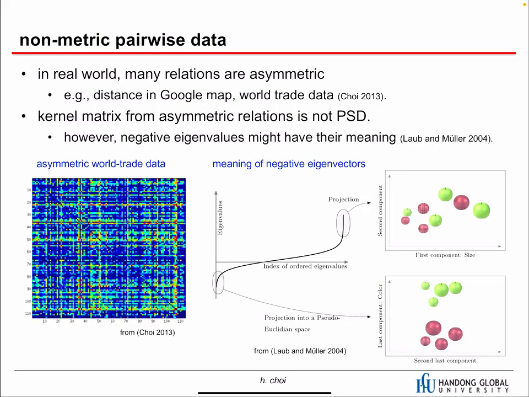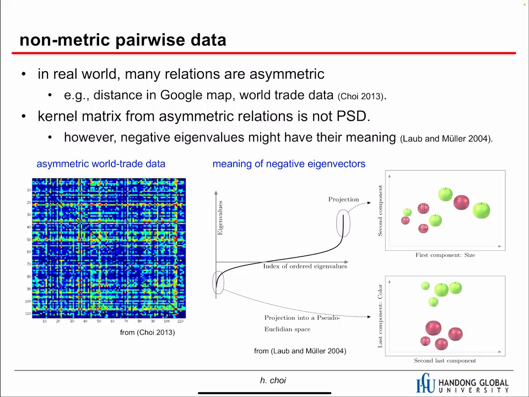Okay, this slide is a little off the topic, but I want to point out that sometimes the distance matrix is not a distance matrix mathematically. In the real world, many relations are asymmetric, like the distance in Google Maps. When we check the distance from Pohang to Seoul and from Seoul to Pohang, technically the distance is different. Sometimes there's a one-way street, sometimes we have to take a U-turn. So mathematically, it's not a distance.